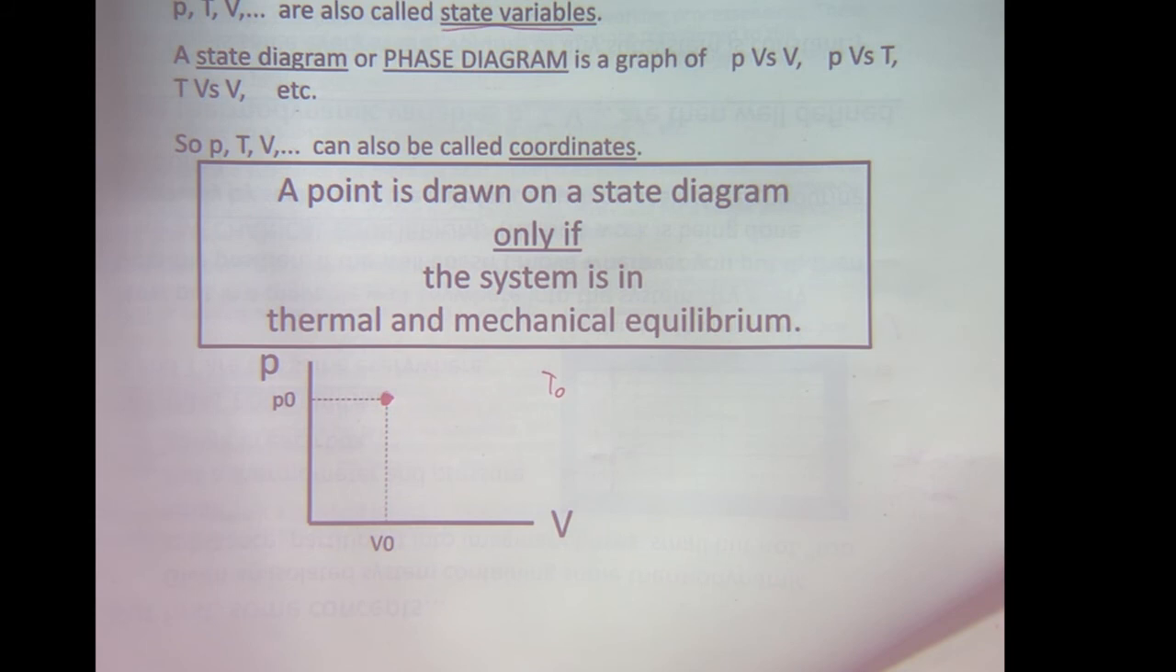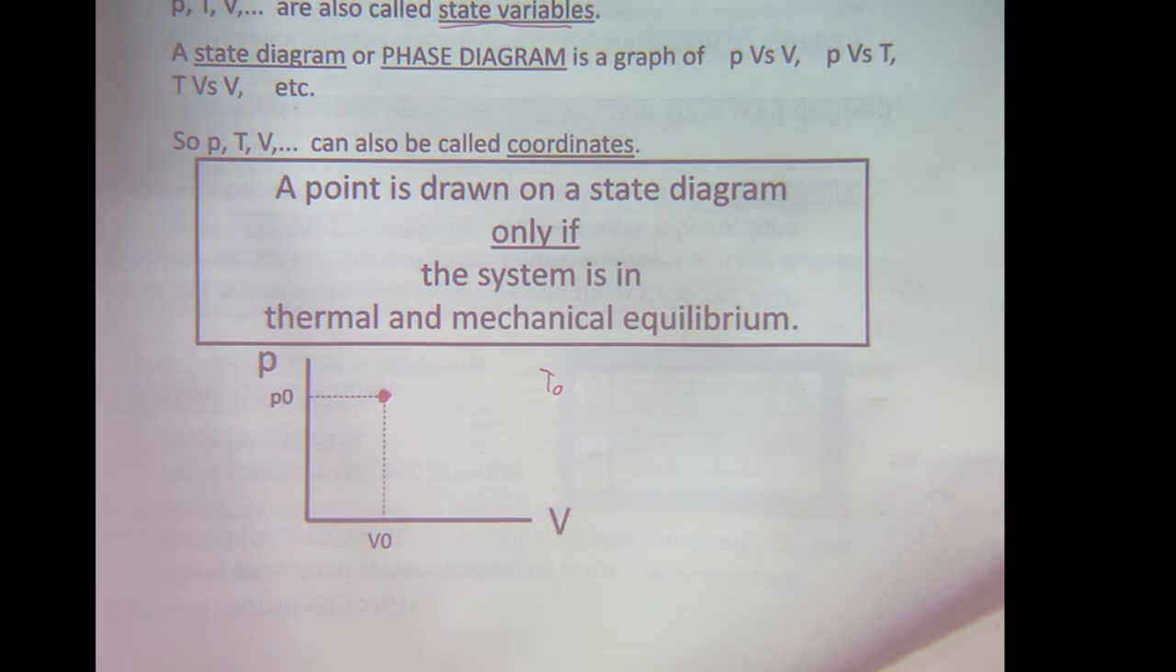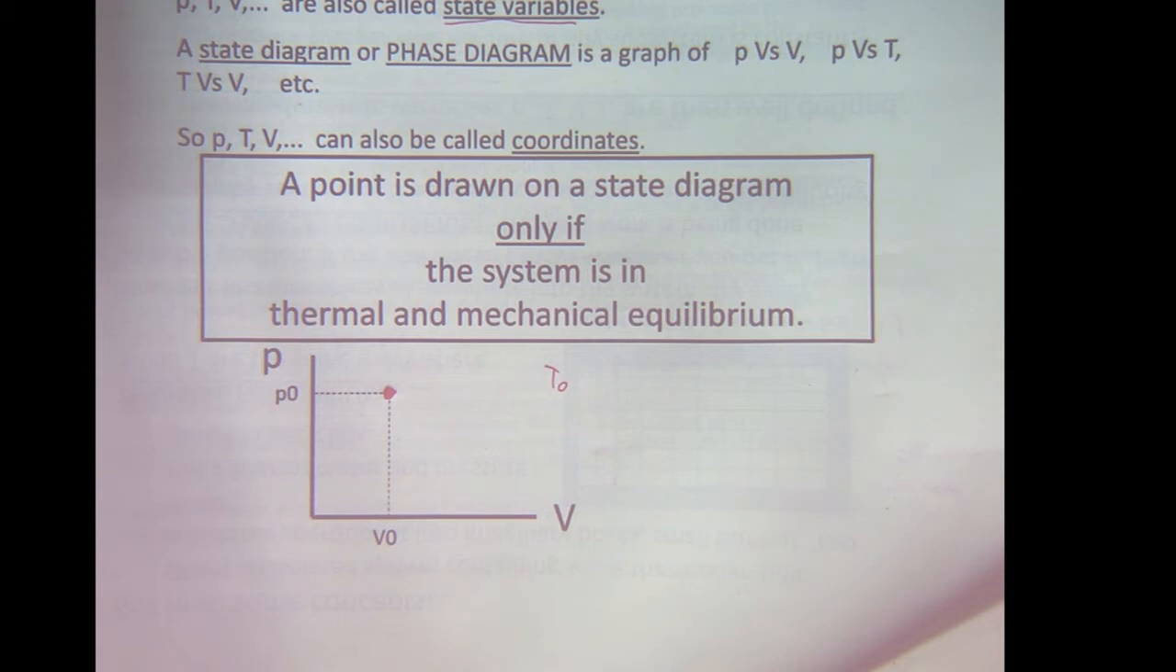After you have changed the conditions of your apparatus in the laboratory, there's a big mess inside, whirlpools and waves and stuff. All of that settles down. After it's settled down, that's when you can draw that point. That's when you draw that point there. Now, suppose I want to get to another point.